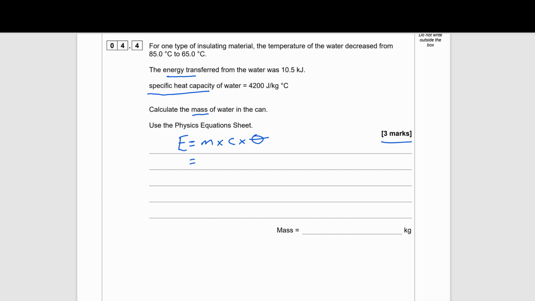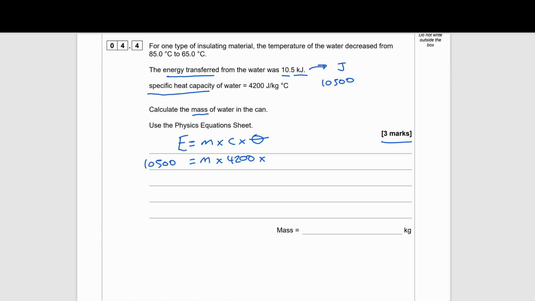So energy transferred is 10.5 kilojoules. So we've got to make sure we use our standard units. So we need to convert the kilojoules to joules. To do that, you multiply by 1,000. So that would be 10,500 joules. Our mass we don't know because we need to calculate it. Our specific heat capacity is given to us, 4,200.